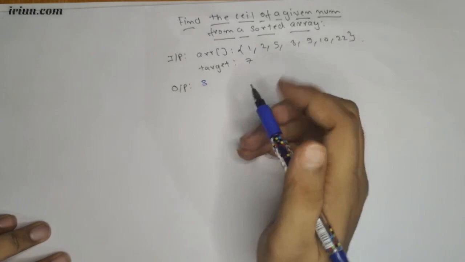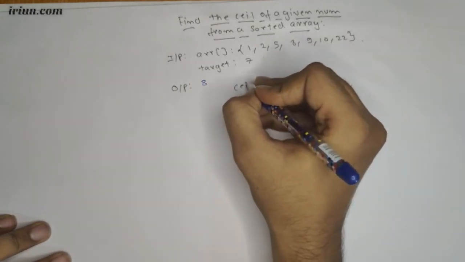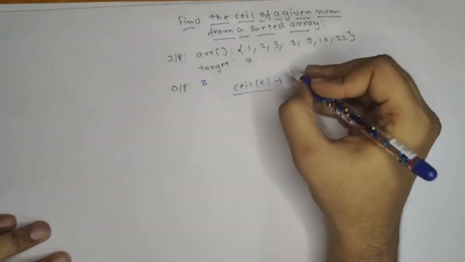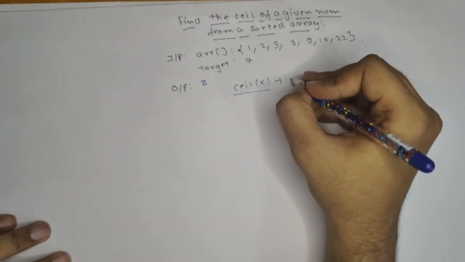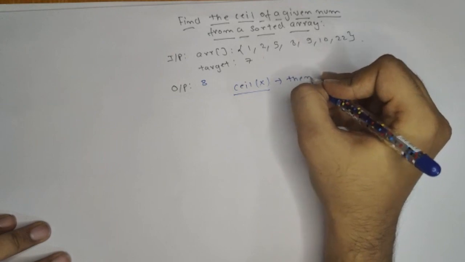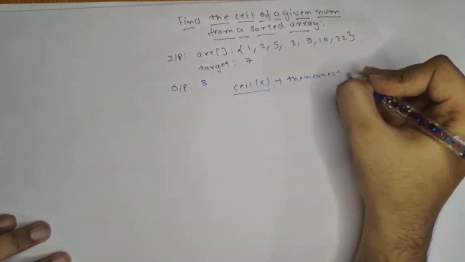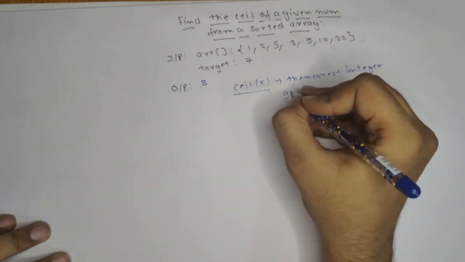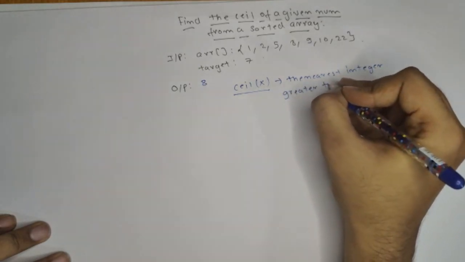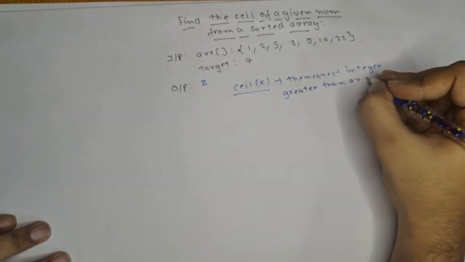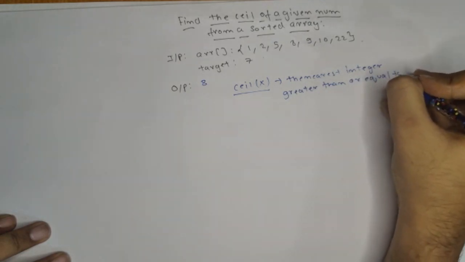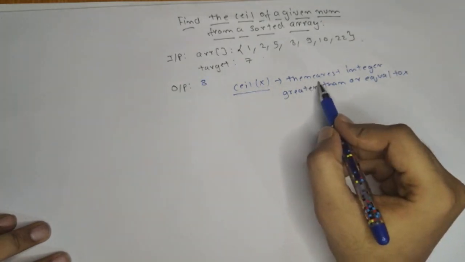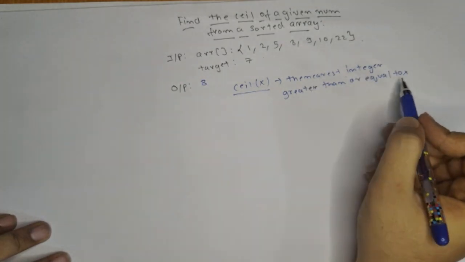Let us discuss that. First of all let me tell you what ceil means. Ceil of any number basically means the nearest integer greater than or equal to x. If you have to find the ceil of x, then it means the nearest integer just greater than or equal to x.